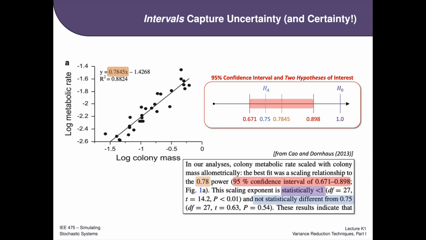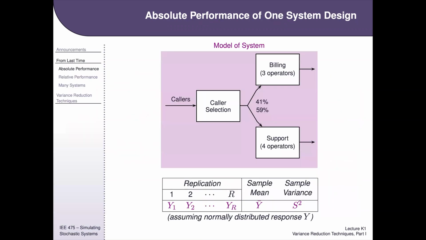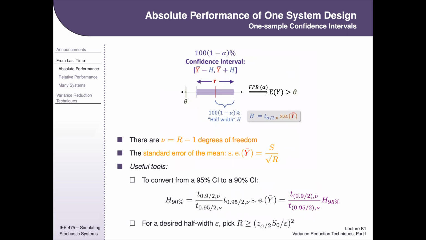So it's always really important to summarize things with these confidence intervals. And in the context of simulation, we talked about absolute performance estimation. I've got a single model of a system, a call center here, and I want to estimate the performance of this call center in this configuration. So I run R replications of that model, I get a sample mean and a standard deviation, and that mean alone is not a good estimate of the real system. So I have to put a confidence interval around that and then ask questions about the confidence interval.